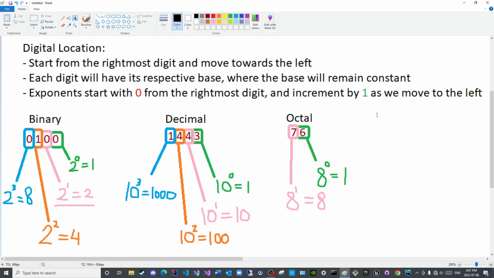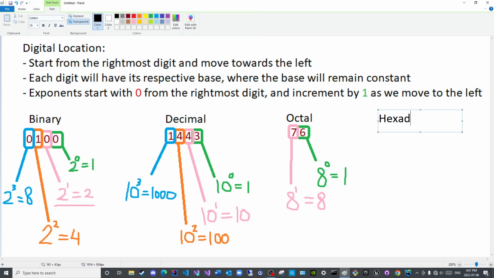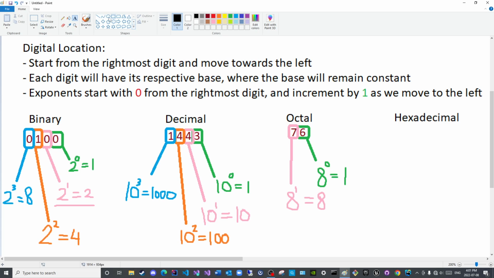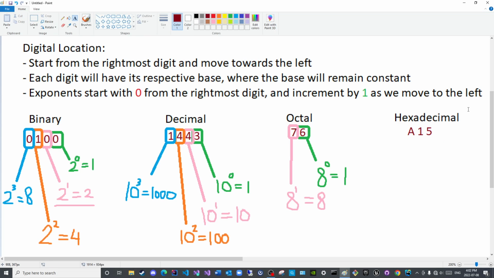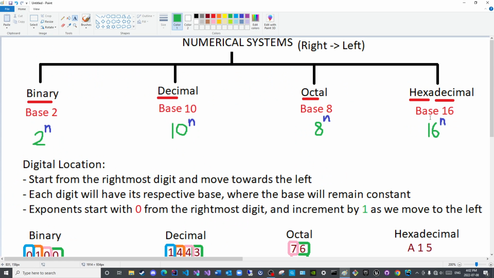Finally, we have hexadecimal, like so. And let us take, this should be an interesting number. If you have not watched the previous playlists or you are new to the numerical systems topic, we can say A, 1, 5. We will cover what this means later on, inshallah, bi-idhnillah, and God willing. So the base here is 16.